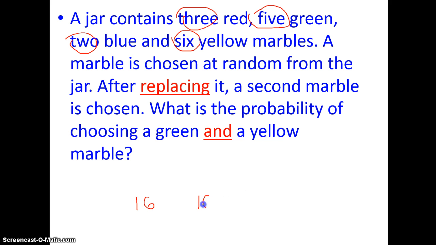So there's 16 marbles in the bag. I'm going to go ahead and put 16 on both denominators because we take it and then we put it back. So there's 16 in there for both pools. Probability of choosing a green, well, there are 5 green. And multiplication symbol, yellow marble, 6 yellow.